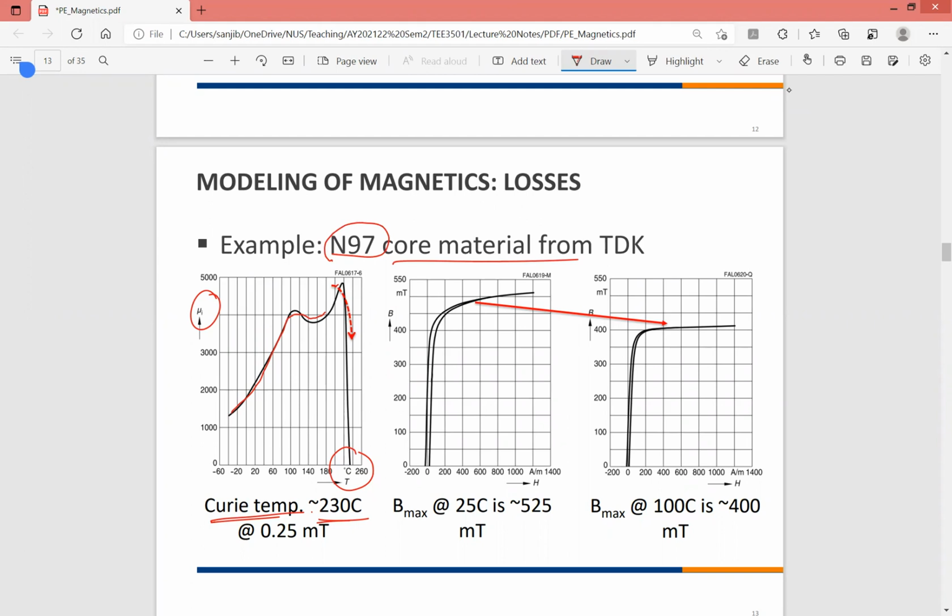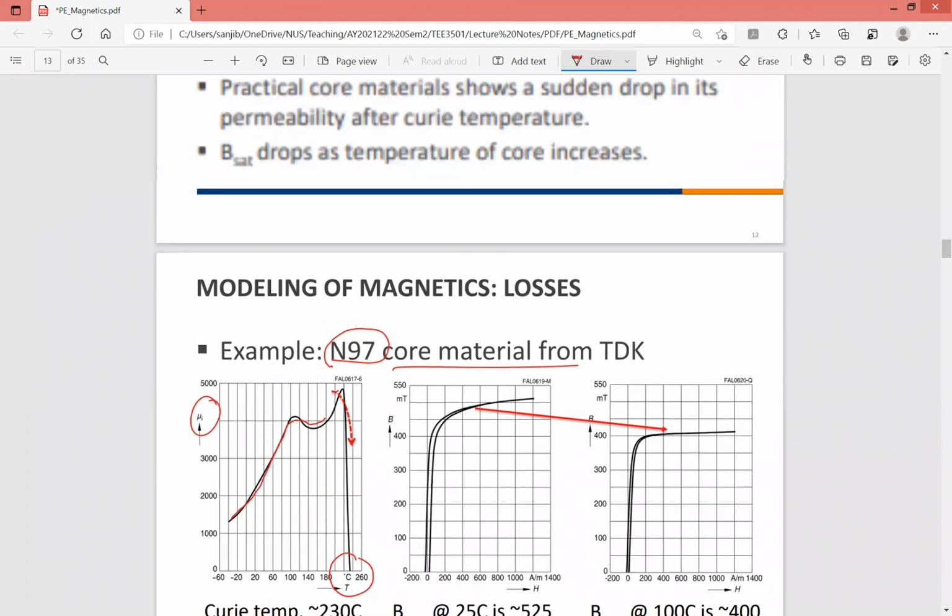So beyond that temperature, you should not use it, right? You should never allow the temperature to go beyond that value. Otherwise, it will lose its magnetic properties. It will behave like a non-magnet. Okay. So that's basically it.